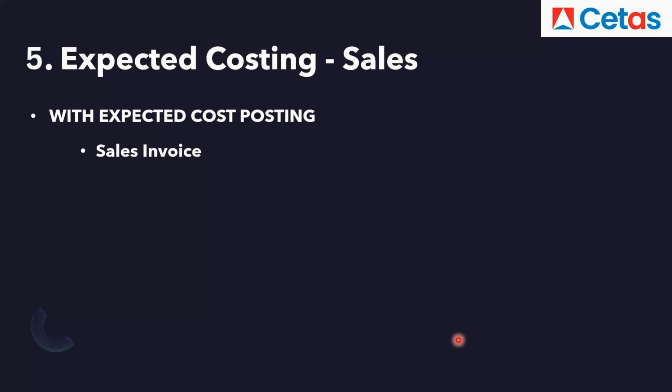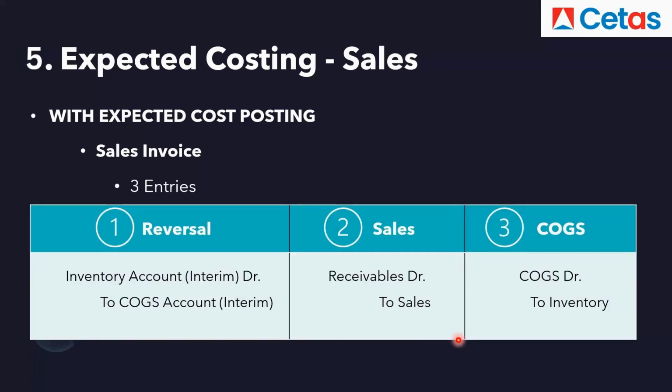When the sales invoice is posted, again 3 entries are created. The first is the reversal entry, that is inventory account interim debit to COGS account interim. The second is the real sales entry, which is receivables account debit to sales. The third is the real sales COGS entry, where the COGS account is debited and the inventory account is credited. Thus again, we have one reversal entry, one sales entry and one real COGS entry amounting to a total of 3 entries.